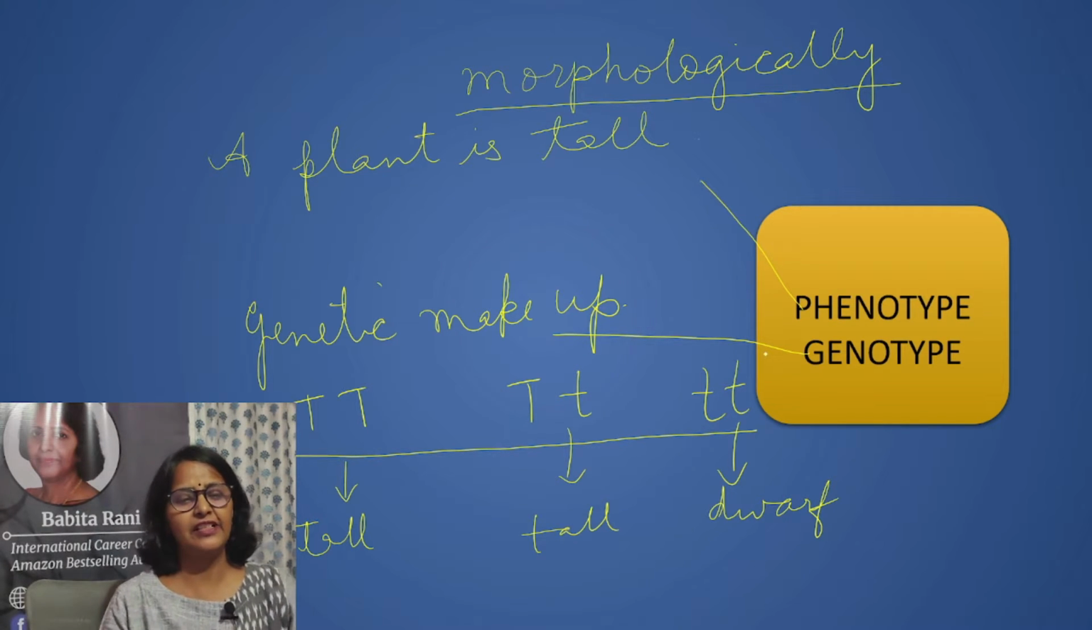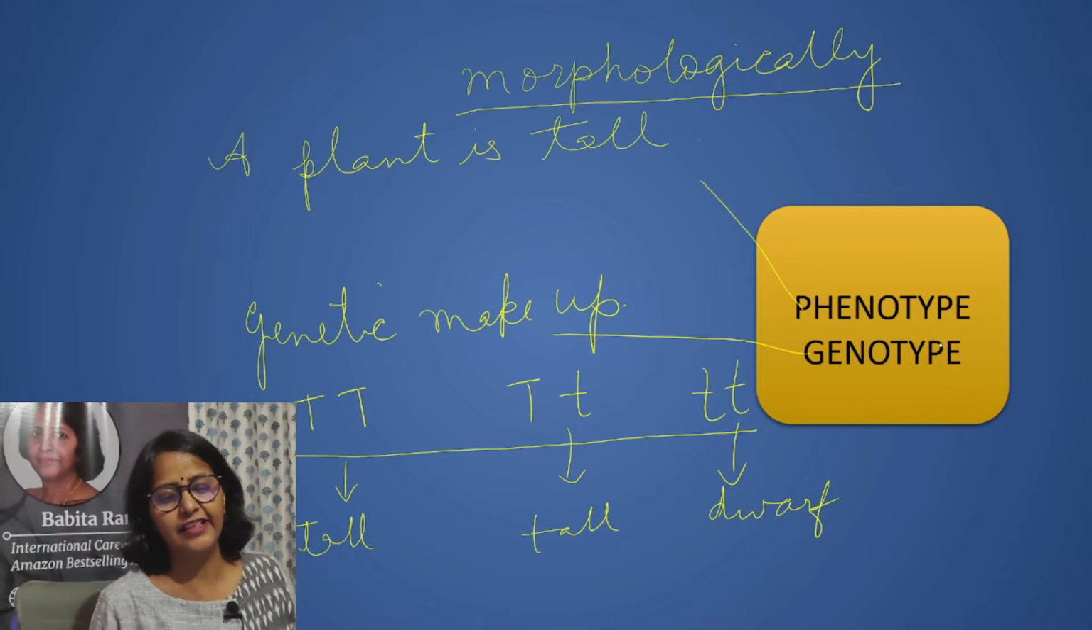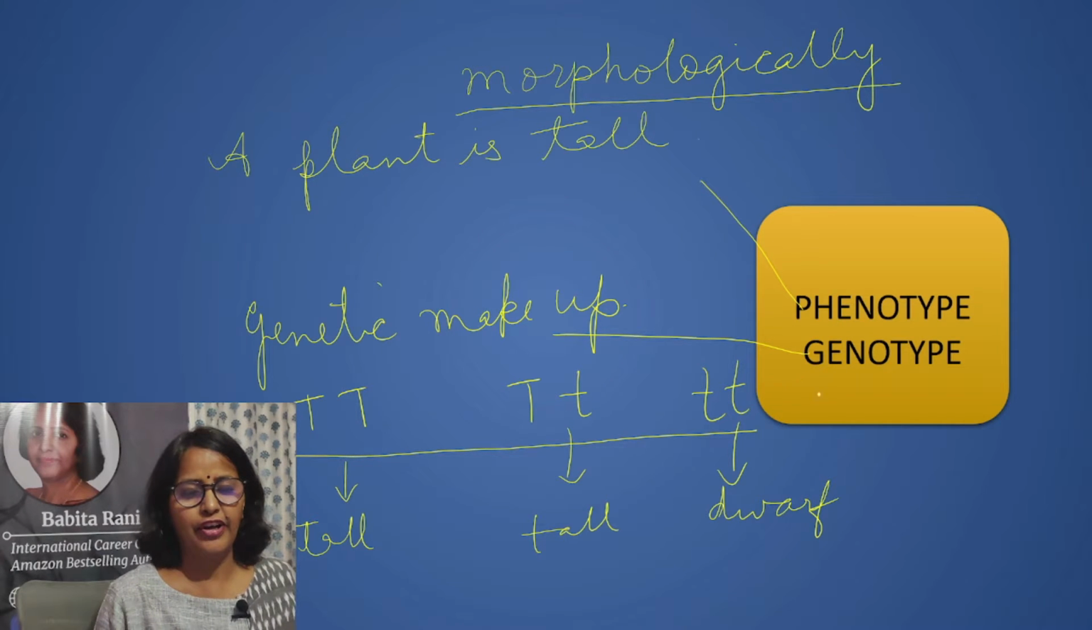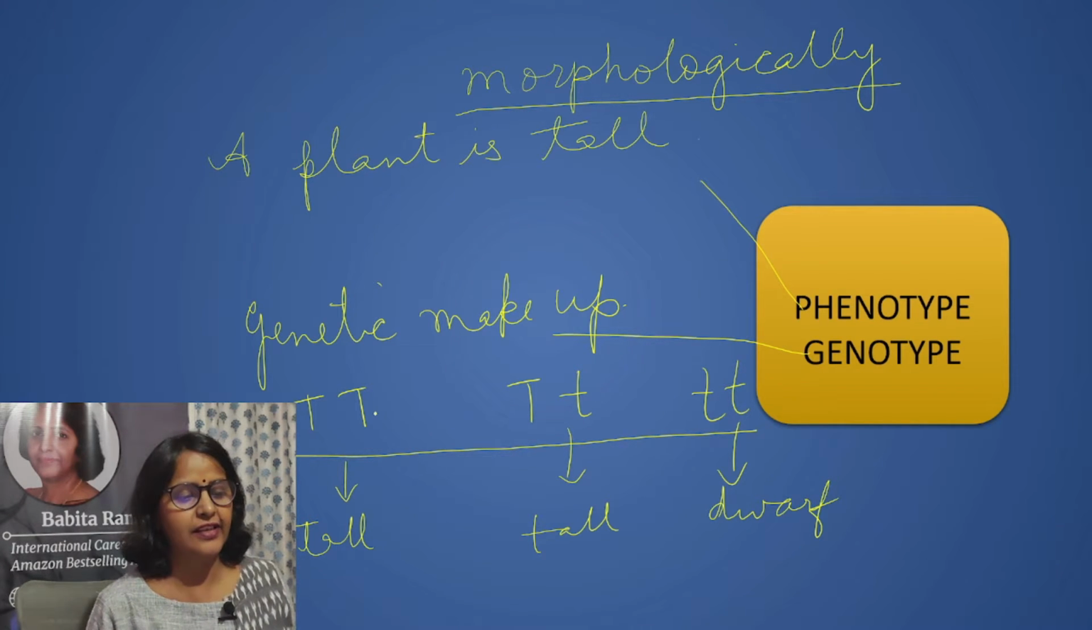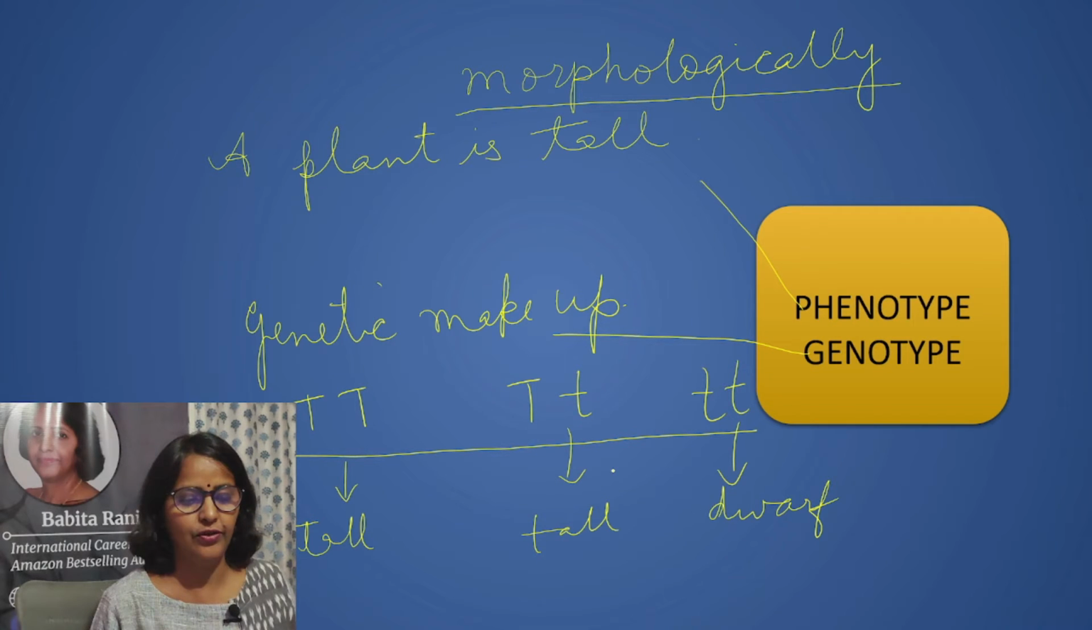So something which is visible morphologically, that is the phenotype for an organism, and the genetic makeup for that morphological expression is the genotype. This is for tall and dwarf.